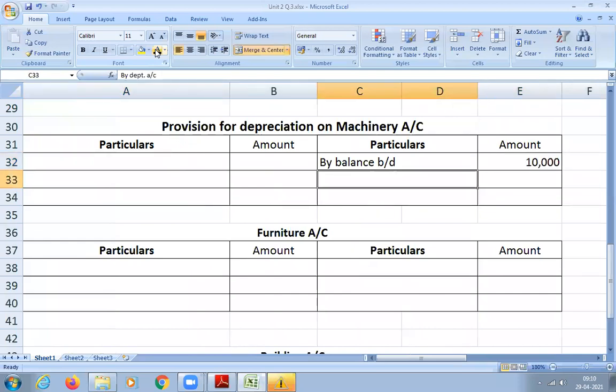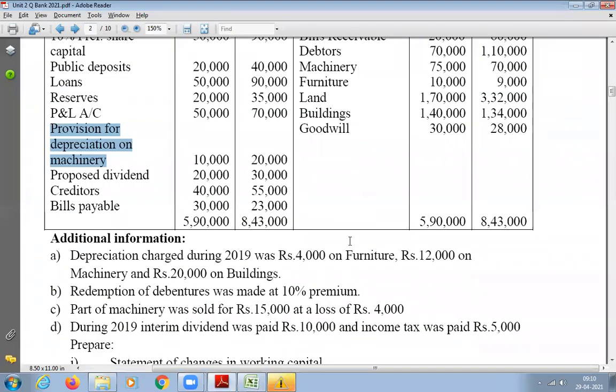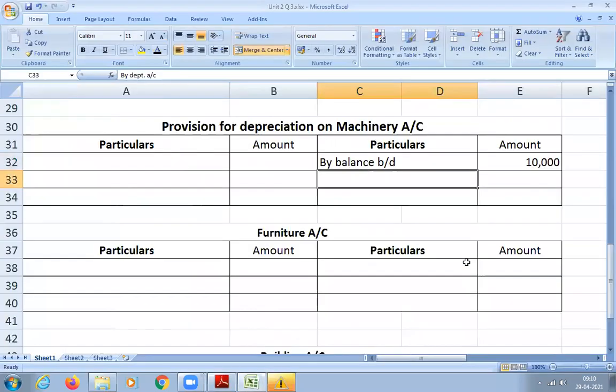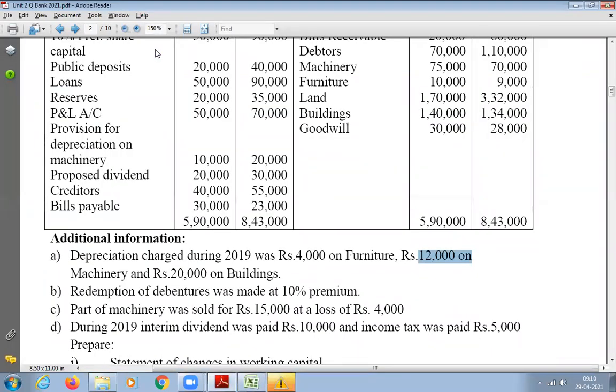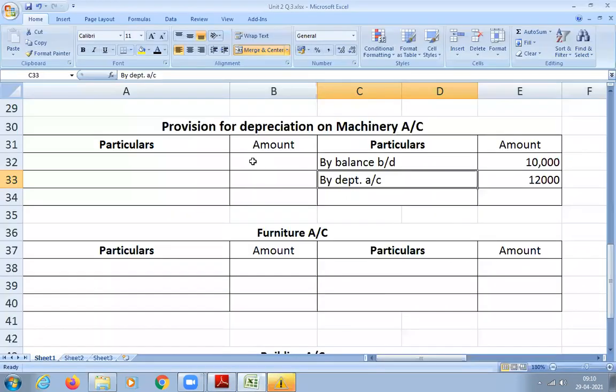Then, has any depreciation been provided? Yes, they have provided depreciation on machinery. How much? 12,000. You can see here in the first adjustment, depreciation on machinery 12,000. So that we have to credit. So by depreciation account 12,000. Is any other data given about the depreciation on machinery? No, but we have got the closing balance. So write down the closing balance, that is, to balance carried down 20,000. So now tally the account. Credit side total 22,000, sir.